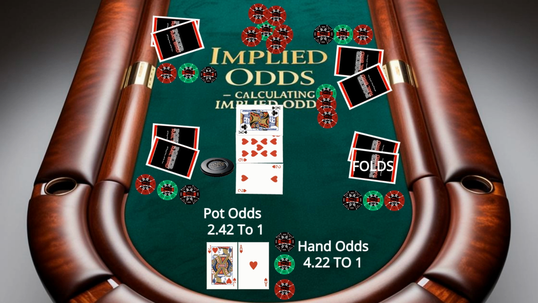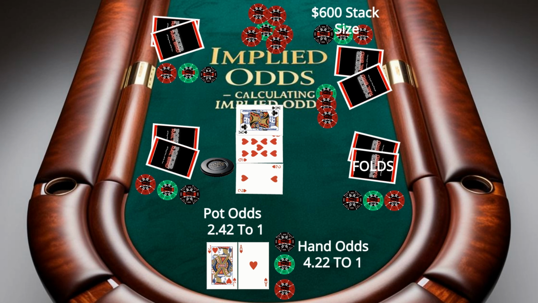Additionally, we're in a disadvantageous position, both in terms of pot odds and table position. With 3 players yet to act behind us, calling the $35 could inadvertently improve their pot odds from 2.42 to 1 to 3.42 to 1, encouraging them to stay in the hand and potentially reducing our equity. However, this is where implied odds come into play.